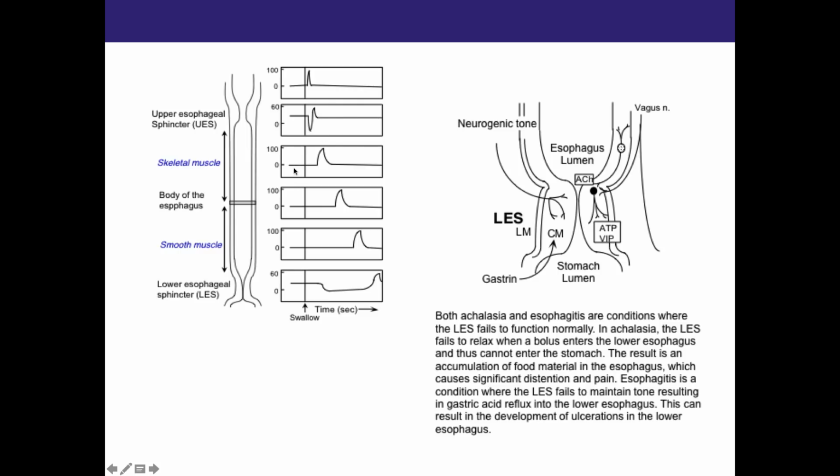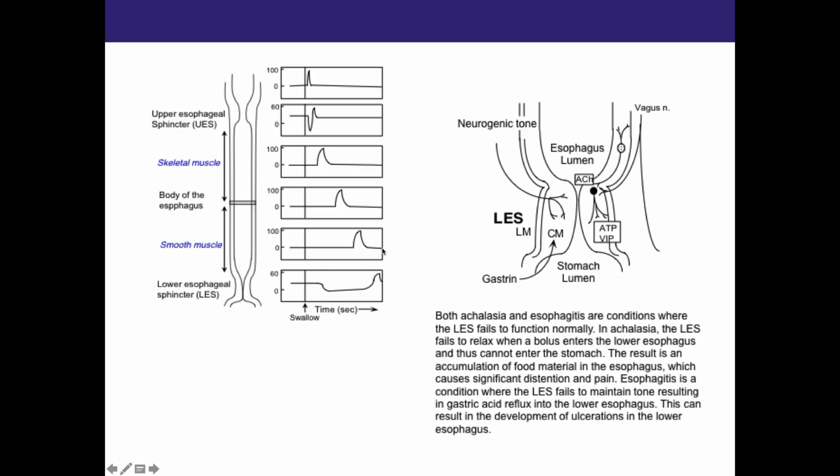These are just telling you that as the food moves through, it causes a pressure change, and then it goes back to 0. So the bolus of food is here, you can see the pressure change. Then it slides down here, another pressure change, and then here you can see that final pressure change.